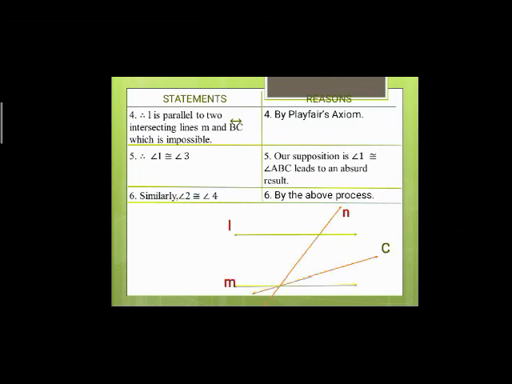Here we have the diagram. I'm showing again that we have two line segments.